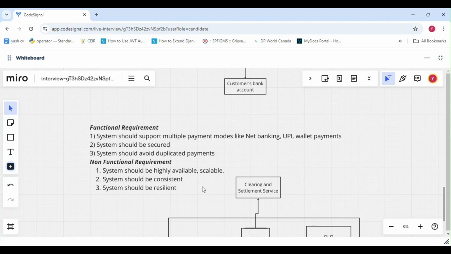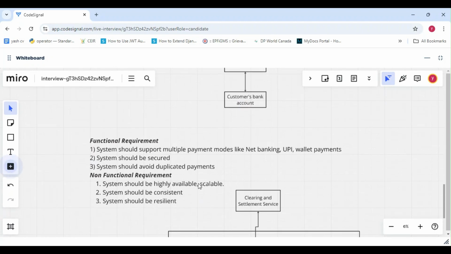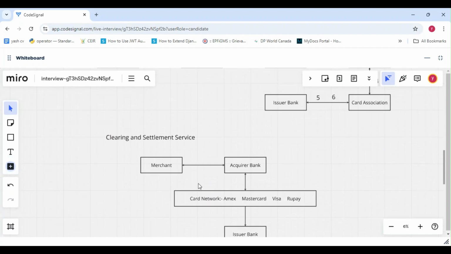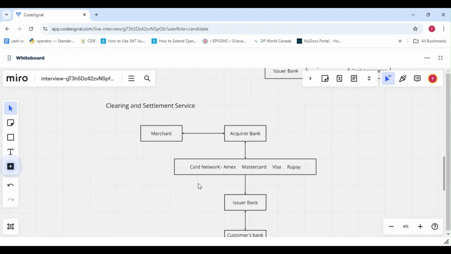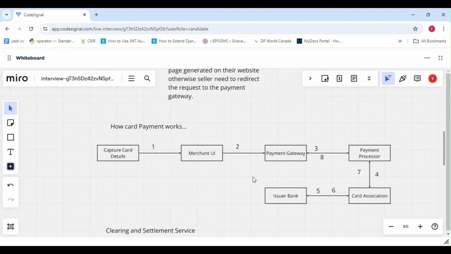These are the functional requirements, non-functional requirements, the clearing and settlement service, and how card payment works.